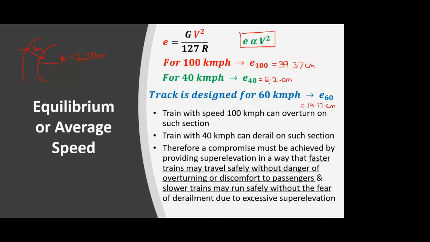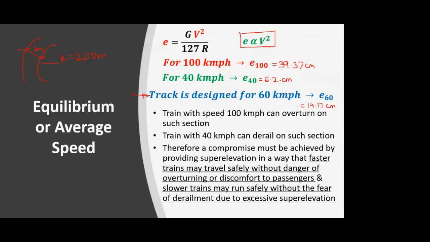If you see the difference, you have a vast difference of almost 30 centimeter. 30 centimeter is a huge difference. You can say 1 foot. So that much is the difference. And for 60 kmph, if we almost take the median value, it's 14.17 centimeter.